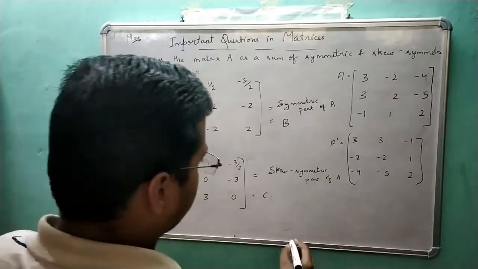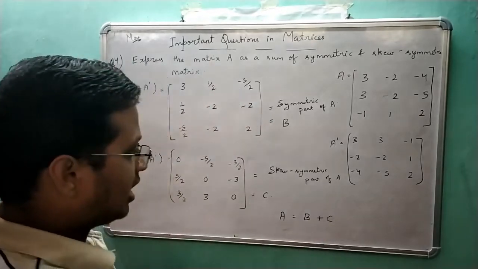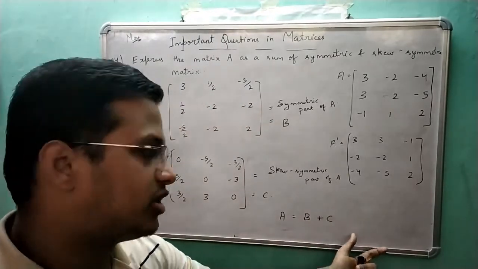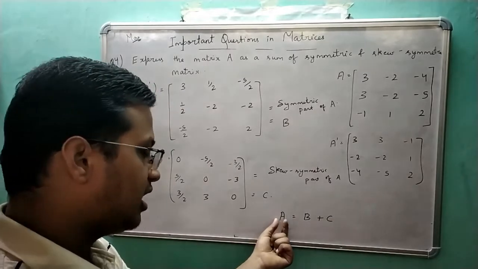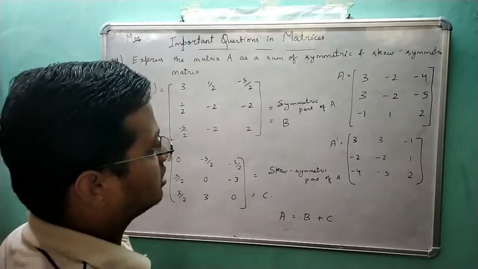So our answer will be, you have to write A is equal to B plus C. Write the value of B here and write the value of C here. So we have expressed A as the sum of a symmetric and a skew symmetric matrix.